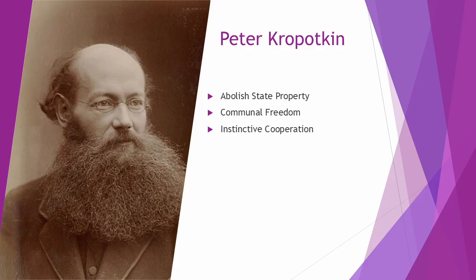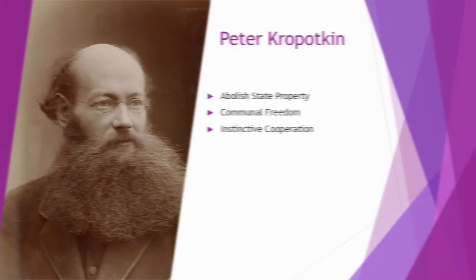Peter Kropotkin's view on the economy is that it should function through communal ownership and mutual aid. Peter Kropotkin's view on society is that voluntary cooperation leads to harmony and equality. Peter Kropotkin's view on the state is that it is unnecessary and should be replaced by communal organization.